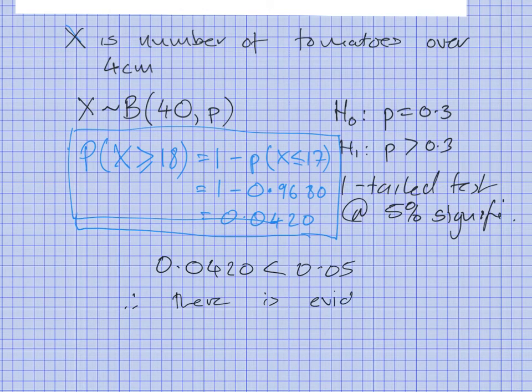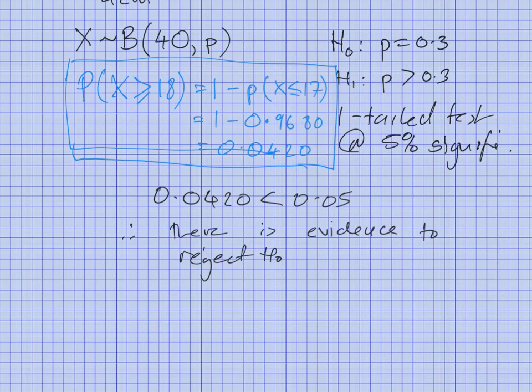And as that is the case, we have to state our conclusions clearly. So it's very important. There's evidence to reject H0. That's the first step. We can accept H1. There is evidence that the fertilizer is more effective. And that's what we need to do for this question, fertilizer.